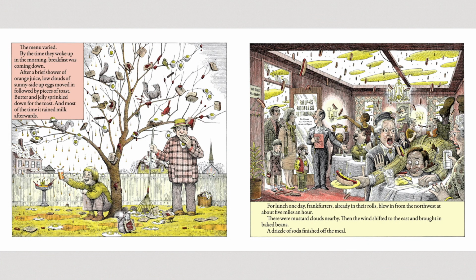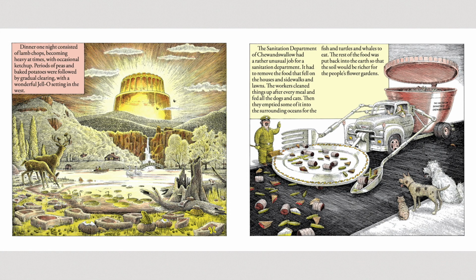The menu varied. By the time they woke up in the morning, breakfast was coming down. After a brief shower of orange juice, low clouds of sunny-side-up eggs moved in, followed by pieces of toast. Butter and jelly sprinkled down for the toast, and most of the time it rained milk afterwards. For lunch one day, frankfurters, already in their rolls, blew in from the northwest at about 5 miles an hour. There were mustard clouds nearby. Then, the wind shifted to the east and brought in baked beans. A drizzle of soda finished off the meal. Dinner one night consisted of lamb chops, becoming heavy at times, with occasional ketchup.